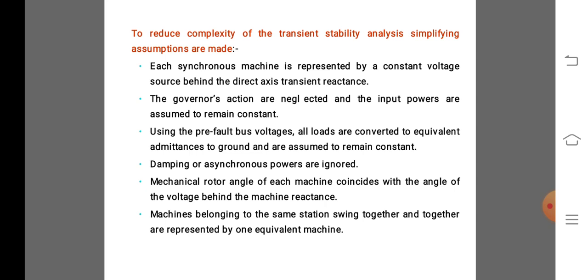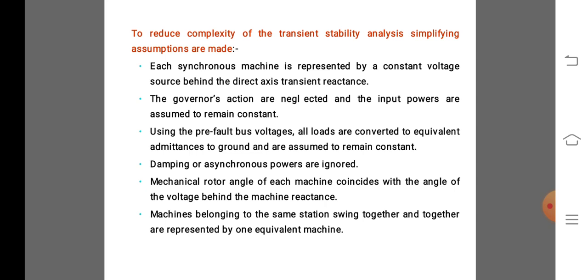Simplifying assumptions are made. The governor control or prime mover controls are concerned with the speed regulation of the governor and the control of energy supply system variables such as boiler pressure, temperature and flows. The speed regulation is concerned with the steam input to the turbine.